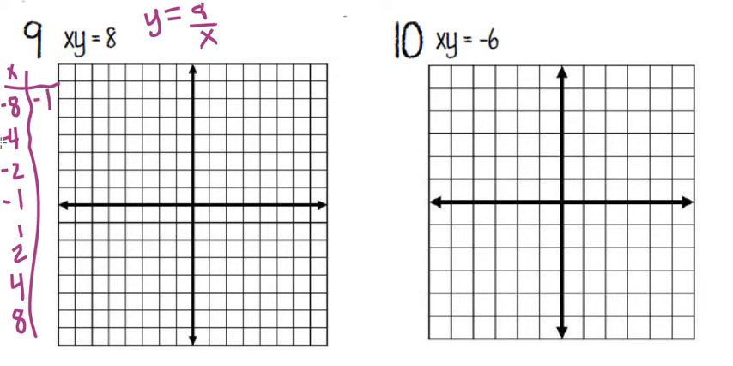Now I've got 8 divided by negative 4. That gives me negative 2. 8 divided by negative 2 gives me negative 4. 8 divided by negative 1 gives me negative 8. The only thing that's going to change here is my signs, because now all these are positive. So 8 divided by 1 is 8. 8 divided by 2 is 4. 8 divided by 4 is 2. 8 divided by 8 is 1. So now I have these ordered pairs that I can graph.